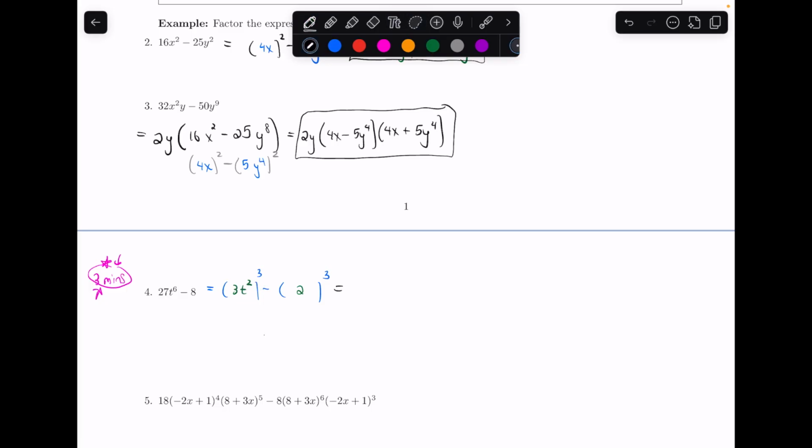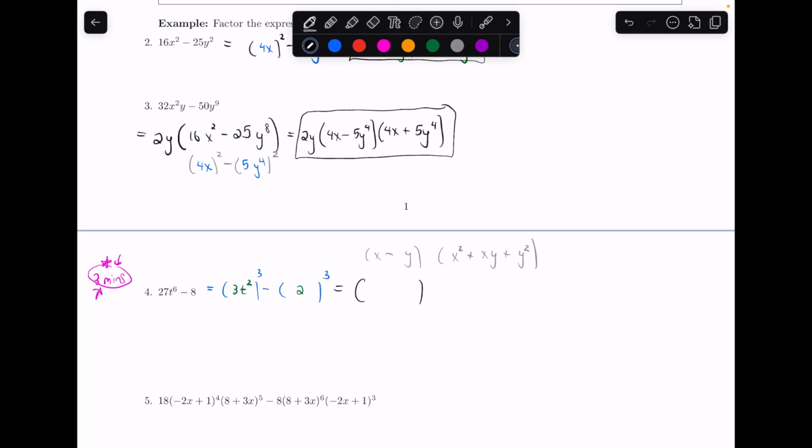So the subtraction means it's a difference of cubes. So let me just remind myself what my difference of cubes formula is. It'll factor as the first thing minus the second thing, and then times the first thing squared plus xy plus y squared. I don't need to write this down, but I'm writing it down just so I can practice it and better remember it.